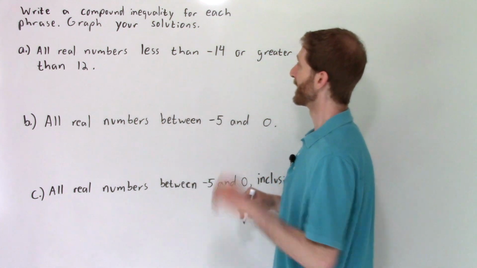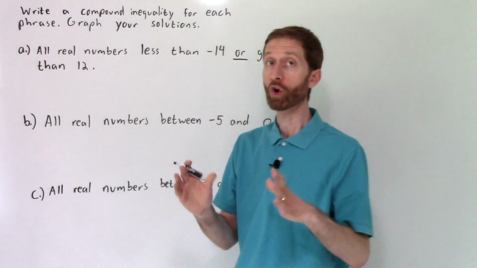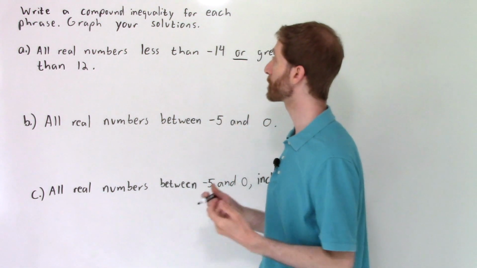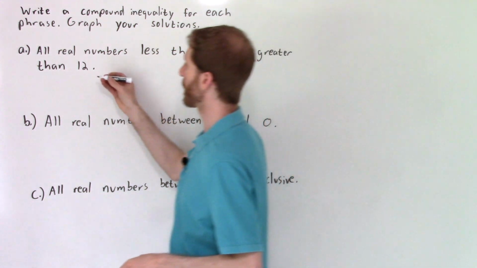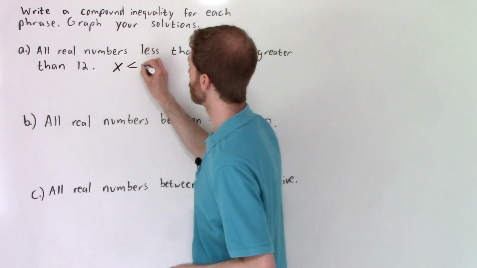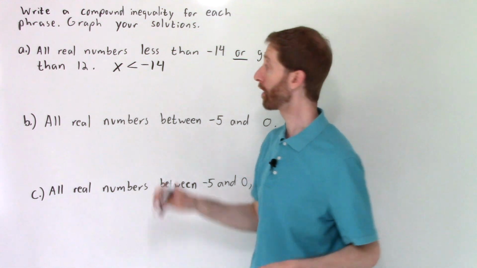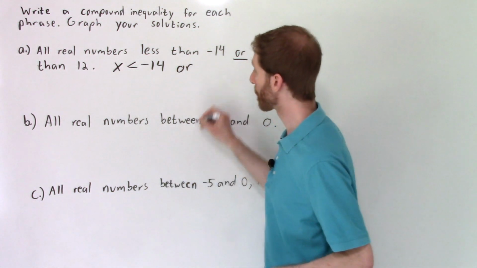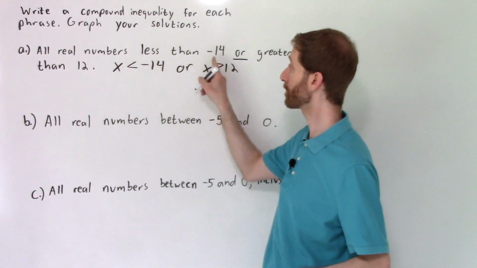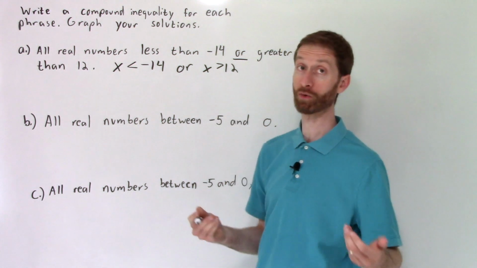All real numbers less than -14 or greater than 12. If it's or, we've got one inequality or another one. They're two separate inequalities. So what does that mean? Well, all real numbers, let's just call x. So we have all real numbers, x is less than -14. That's that statement, translating as we read, or greater than 12. So I literally state the word or and have x be greater than 12. That's our inequality right there. X is less than -14 or x is greater than 12. Straight up translation. So what does the graph look like?